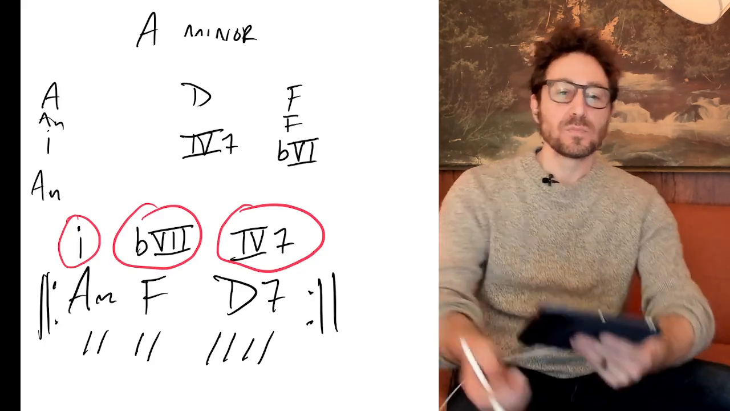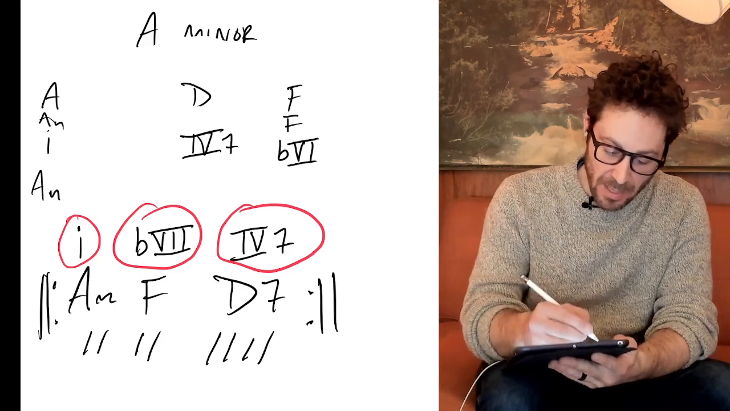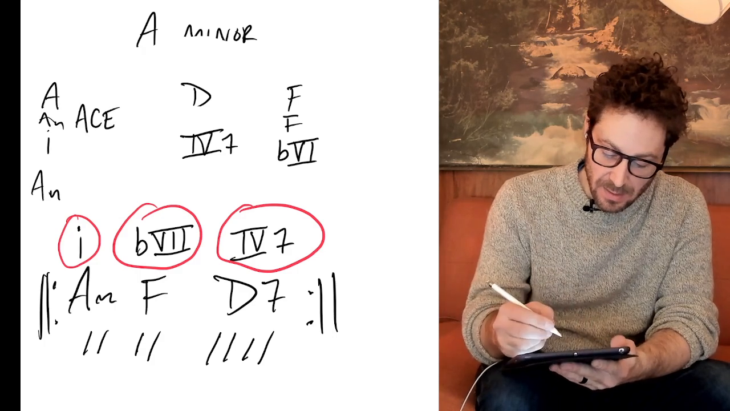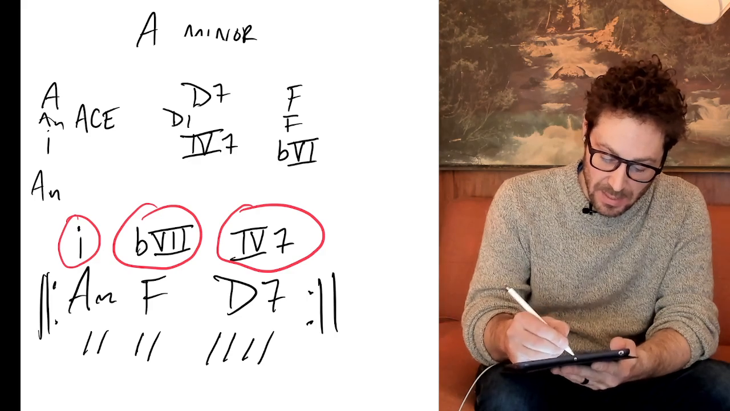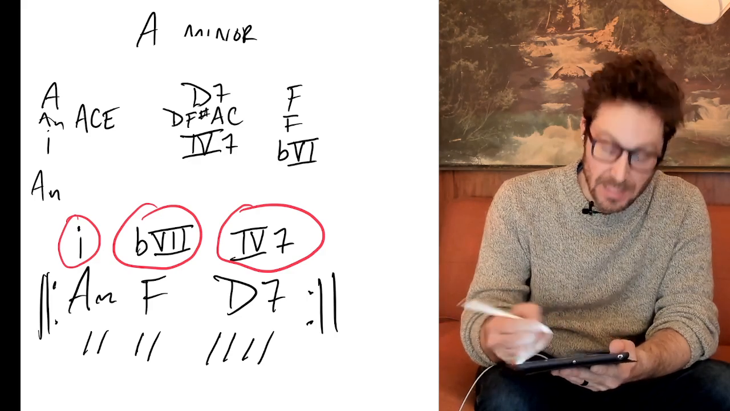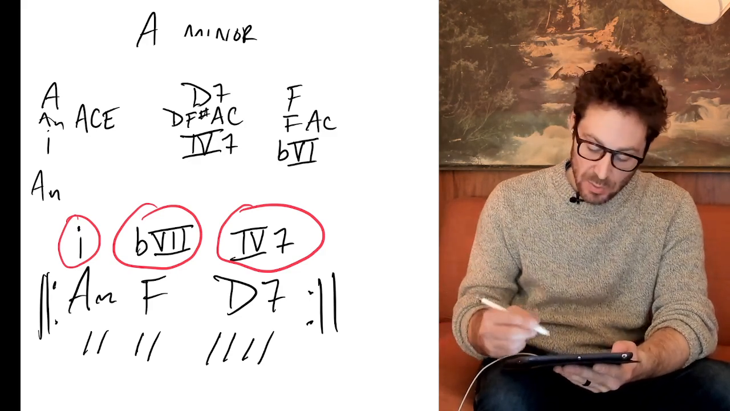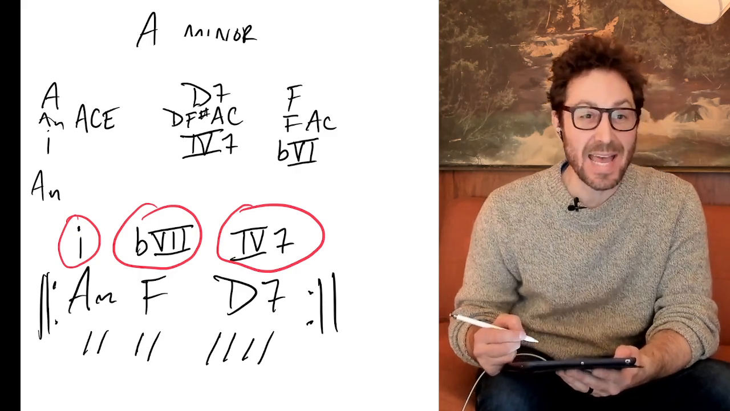Now, lastly, A minor is A, C, E. D7 is D, F sharp, A, C. And then F, A, C is an F chord. So right off the bat, look at how these chords can even work together. They've all got an A and a C in them.